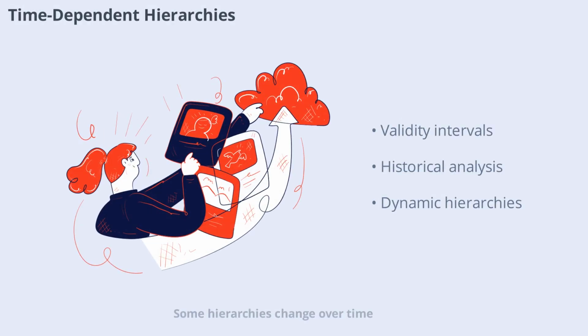Some hierarchies change over time. The T-demo time table includes validity intervals for each relationship, allowing you to build time-dependent hierarchies. This is especially useful for tracking changes in organizational structures or permissions over time. SAP HANA's hierarchy temporal function lets you query the hierarchy as it existed at any given point or interval, providing powerful tools for historical analysis.